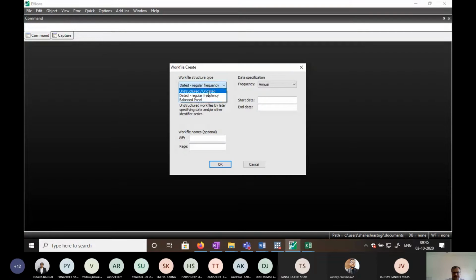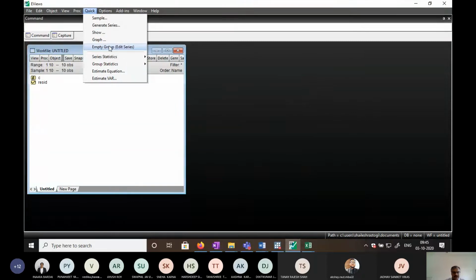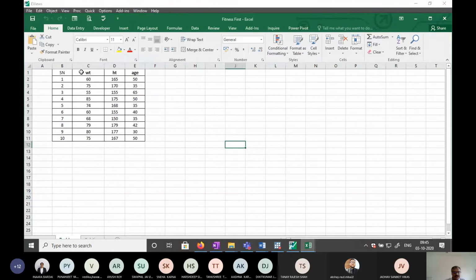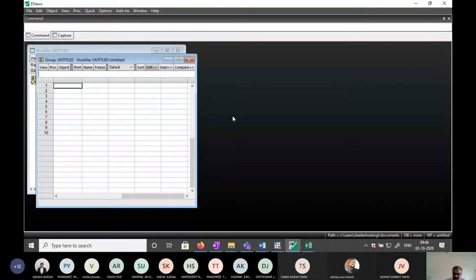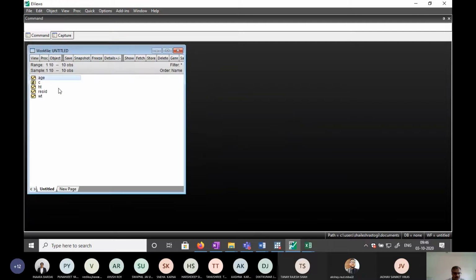Work file, unstructured, undated. I've got 10 observations in this caselet. So I'm putting it undated, unstructured, observations 10. Okay. This has come. I've gone to empty series. I'm going to Excel, copying everything, including the name of the field, and I'm just putting it here and taking the cursor one step ahead, and that's it. Closing it, delete, everything is here. All three variables which I have copied from Excel are here.